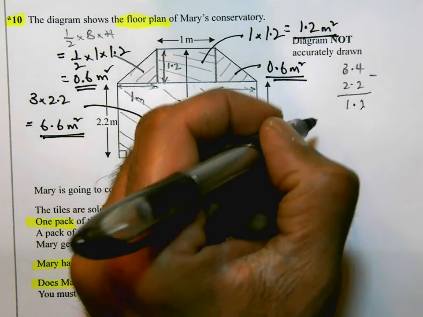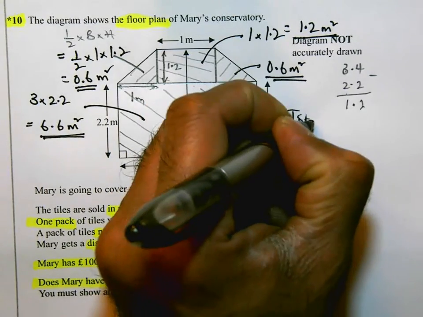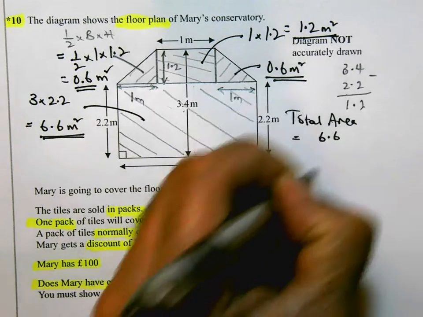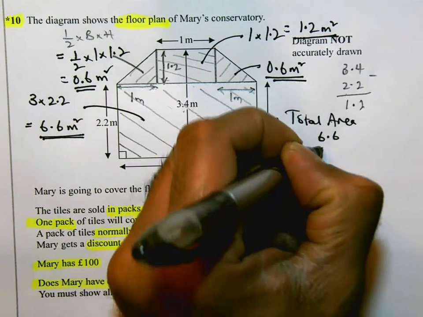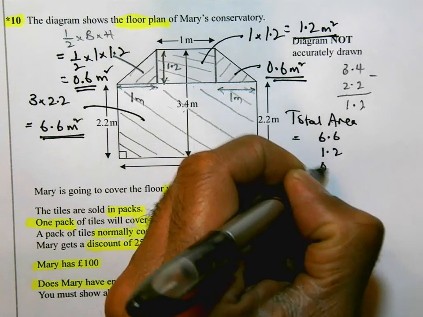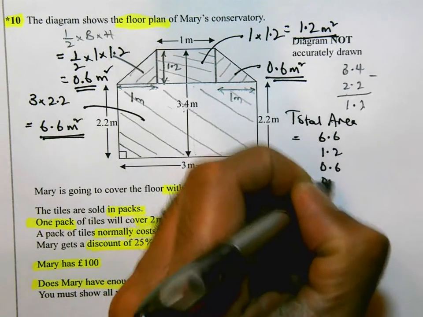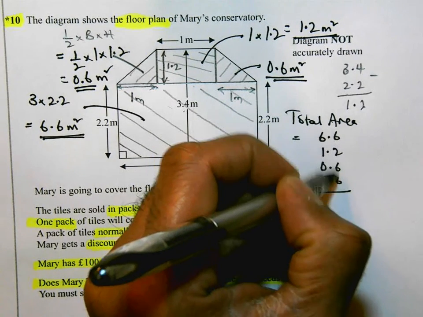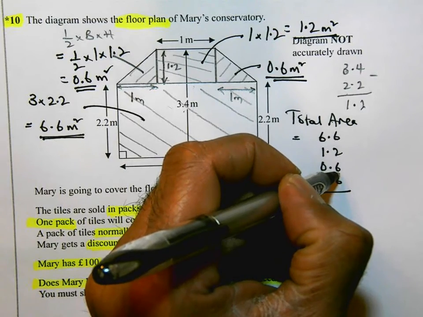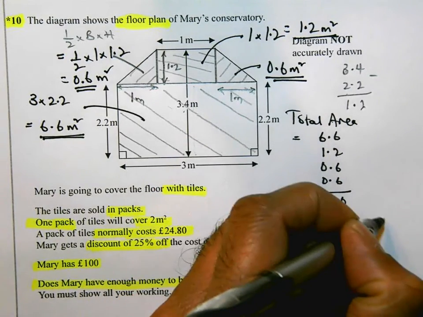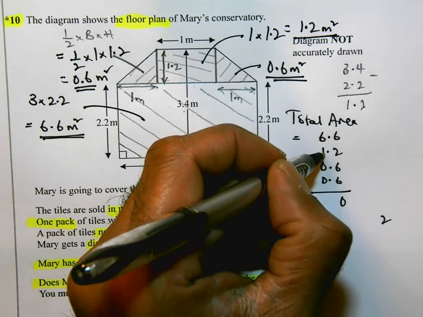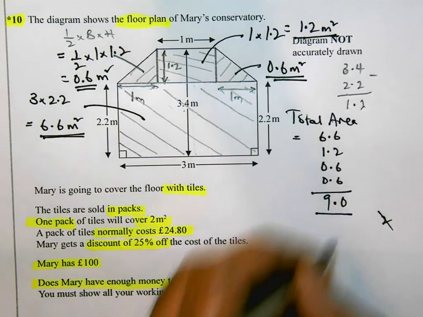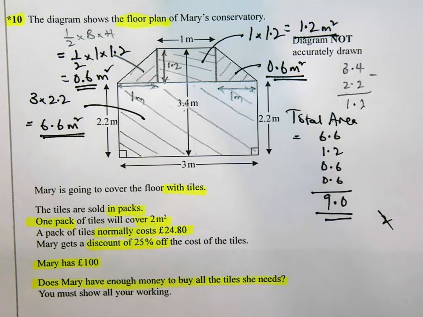The total area is going to be, and I'm going to write down my values, 6.6 plus 1.2 plus 0.6 plus 0.6. I need to add these together. 6 plus 2 is 8, plus 6 is 14, plus another 6 is 20, carry 2, 6, 7, 8, 9, put the decimal point back in. So the total area of the floor of the conservatory is 9 meters squared.